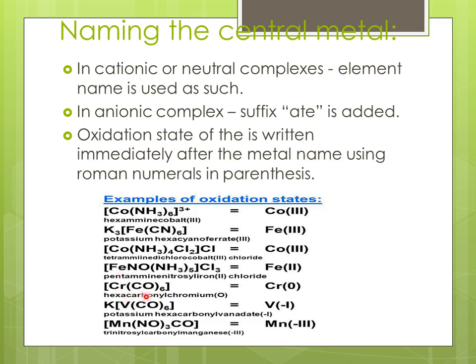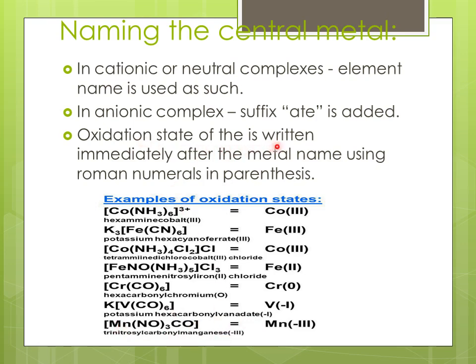Come to this neutral one, so it's chromium. No change in that name. But this is K plus, with a minus charge on the complex. So this vanadium will be called vanadate, an -ate, negative complex. But this is neutral, so manganese is named manganese itself.